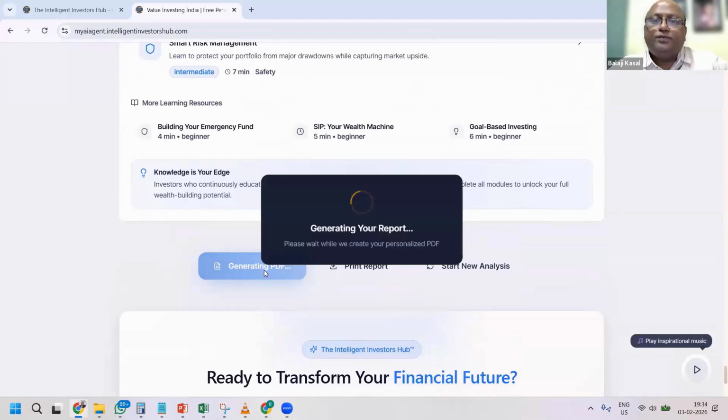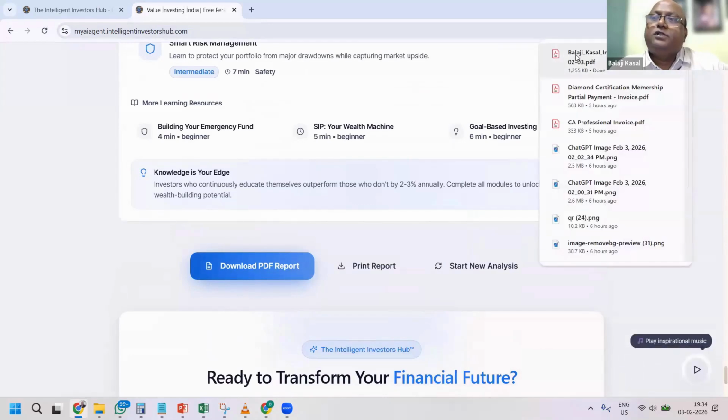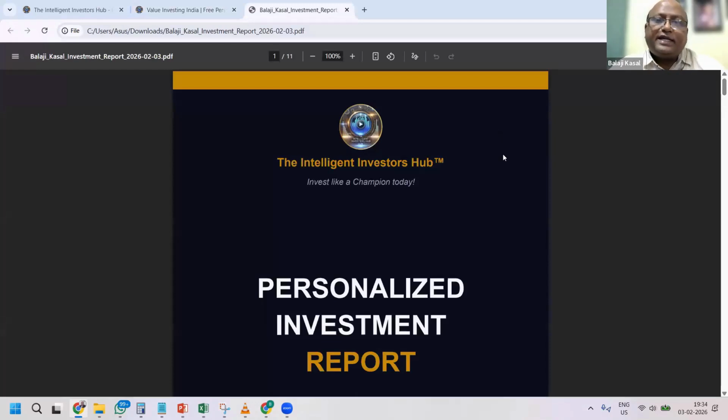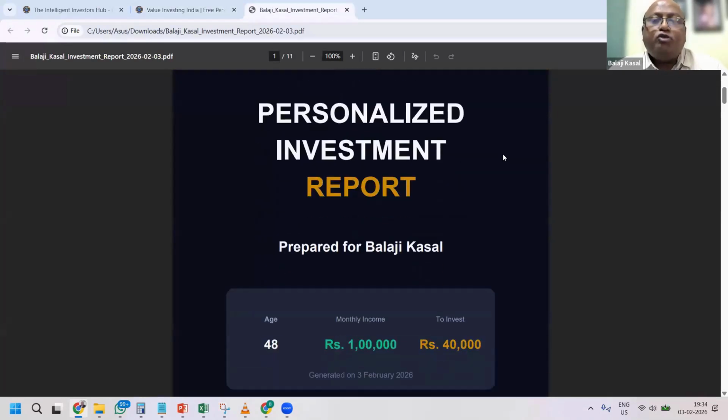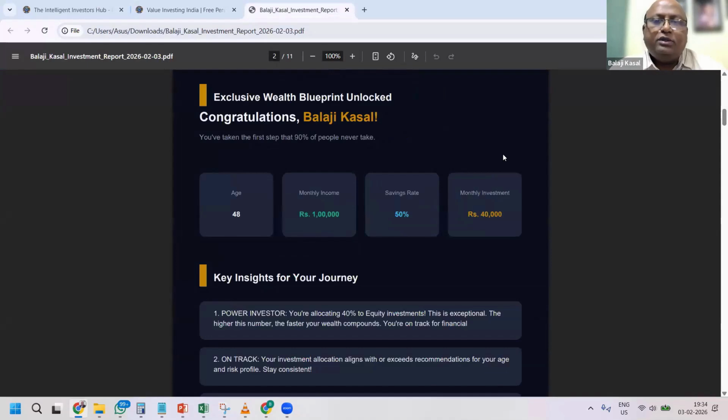I'm just showing you. This is the kind of report you can get. You can download it and save it on your laptop. The personalized investment report for me, prepared for Balaji, based on the inputs which I gave. It is going to break down more or less the same things.